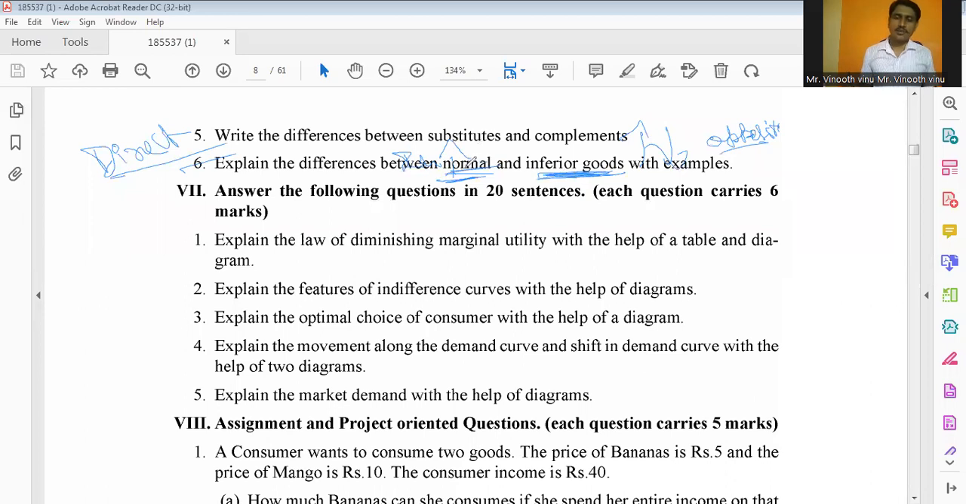The demand curve for normal goods shifts towards the right. The demand curve for inferior goods shifts towards the left. That's it. Example of inferior goods: navne, ragi, etc. Fox millet, finger millet, foxtail millet, we call it. Normal goods: vegetables, fruits, grains, daily needs, etc.